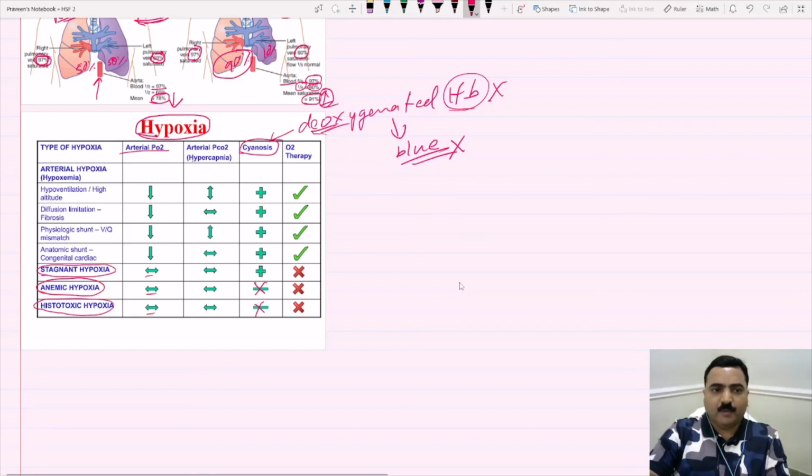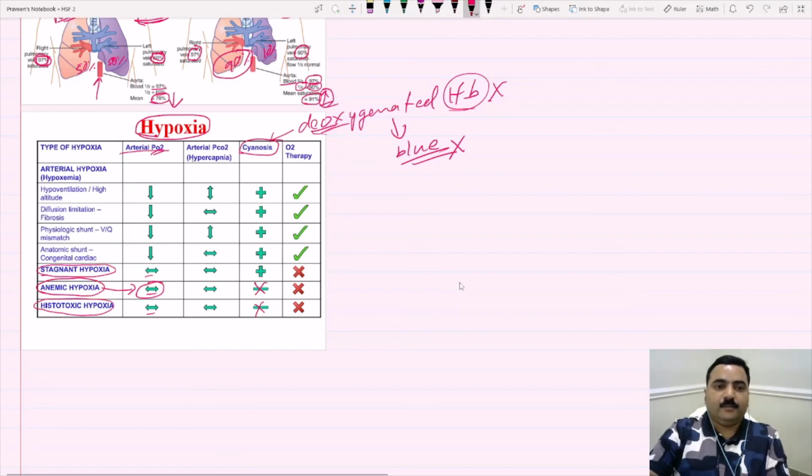Okay, anemic hypoxia is the dissolved oxygen, very important, keeps coming in the exams. In anemic hypoxia, what happens to the arterial PO2? No change. Why is there no change? Because the dissolved oxygen is the one that determines the PO2. The partial pressure is determined by dissolved oxygen, and in anemic hypoxia, there is no problem for the dissolved oxygen.